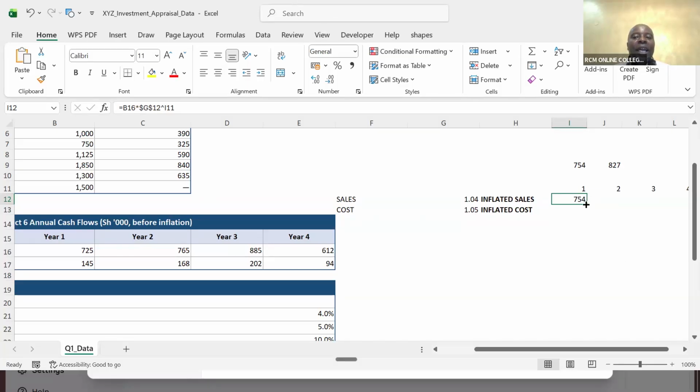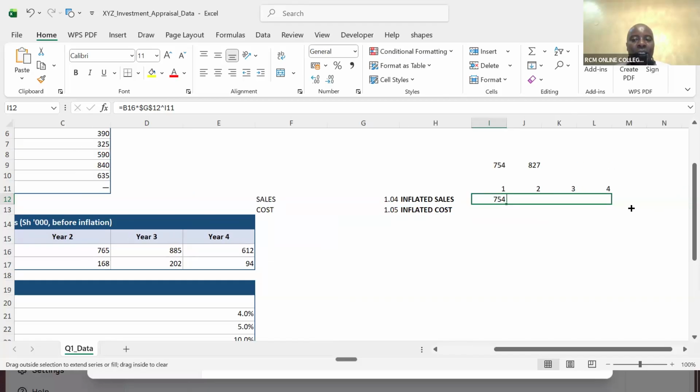And then once I've done that, I can now use the autofill handle, the black one here. And then you should be able to scroll this like that, up to the end of year 4. So you can see our figure for year number 2. We said here, 827, like that, 754, like that. So the most important thing is for you to learn how Mwalimu is inflating, because you can't do a BDA exam without this concept of inflation.